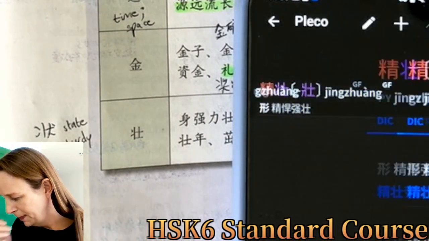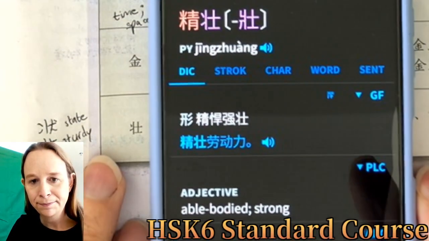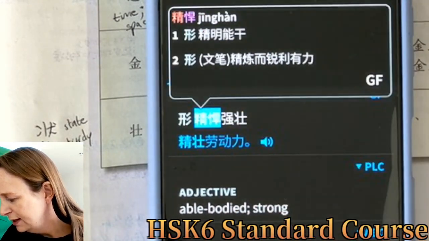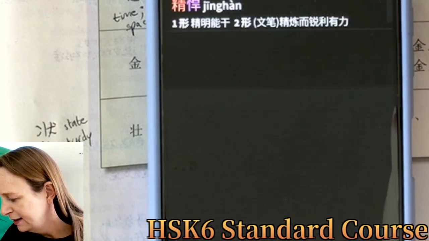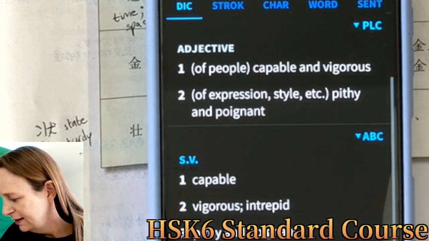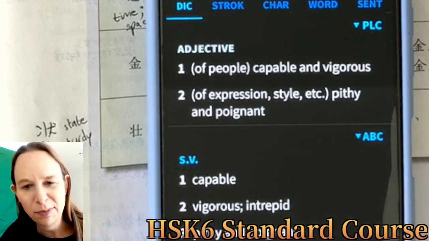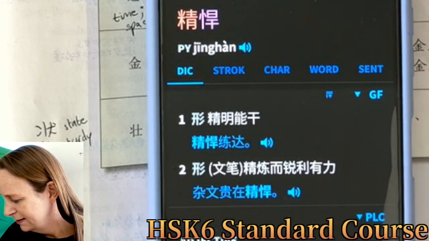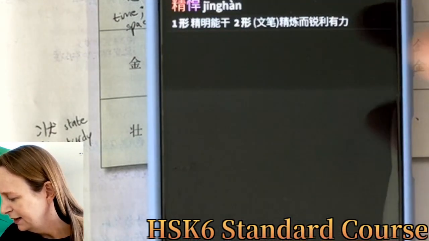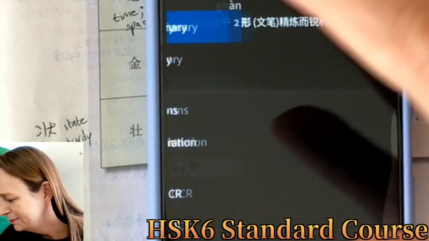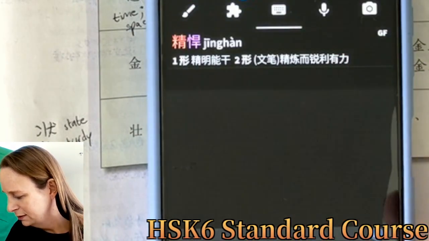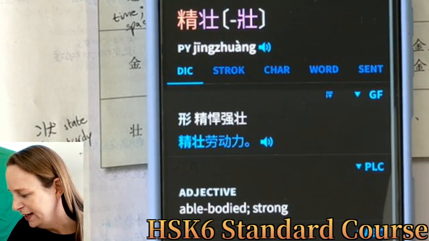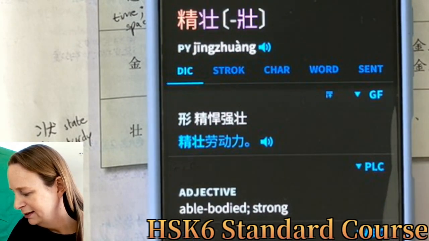精壮 in this dictionary. 精悍强壮. 精悍. What is 精悍? Capable? I got nothing. 精壮. Able-bodied, strong. All right.